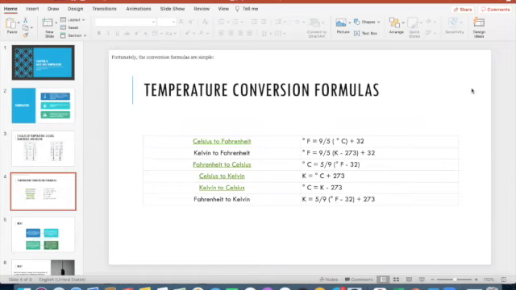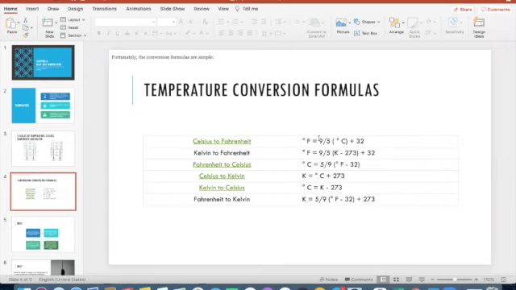These are the temperature conversion formulas. I'm going to pause here for a couple minutes, maybe 2 to 3 minutes, so that you guys can make sure you have this on your formula sheet. To convert from Celsius to Fahrenheit, Fahrenheit is going to be equal to 9 divided by 5, multiplied times the degrees Celsius plus 32.